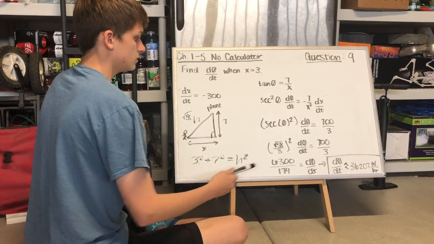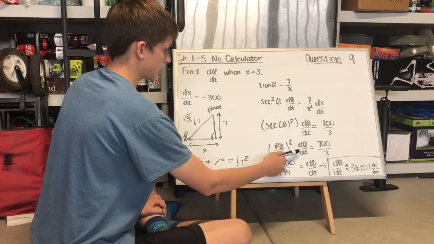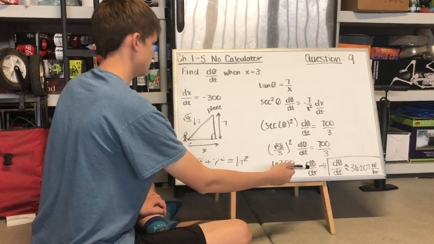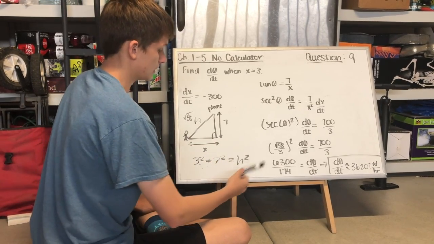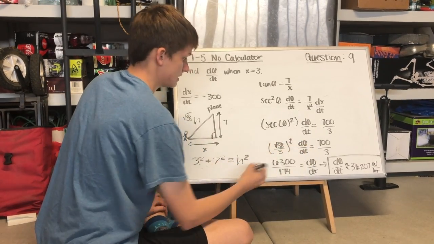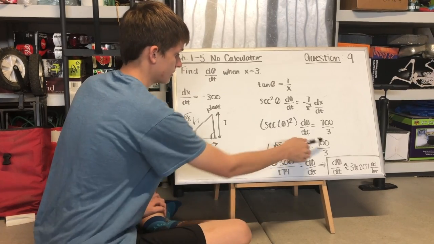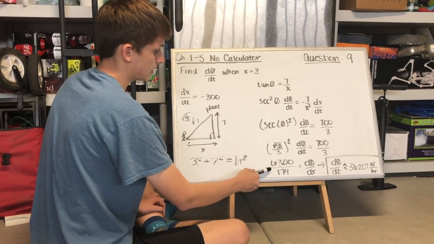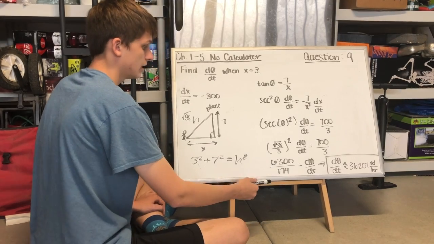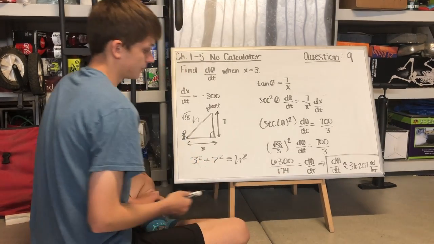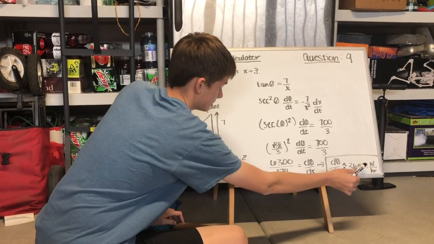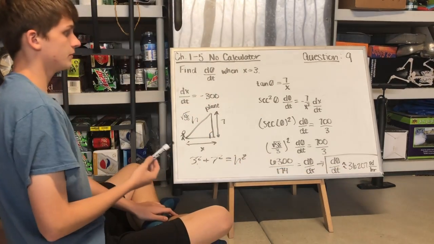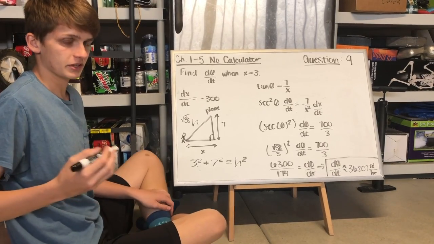So then what we do is we get d theta over dt on one side of the equation, so that way we can solve for it. So in this case, when we end up getting d theta over dt on its own by moving this over here, we get 6300 over 174 equals d theta over dt. And when you do the math, this evens out to around 36.207 radians per hour, which is the correct answer choice.